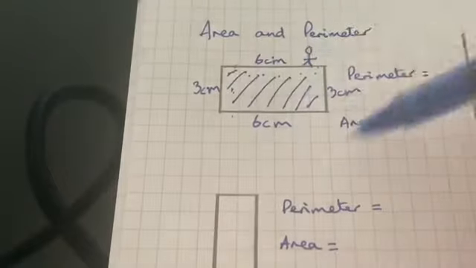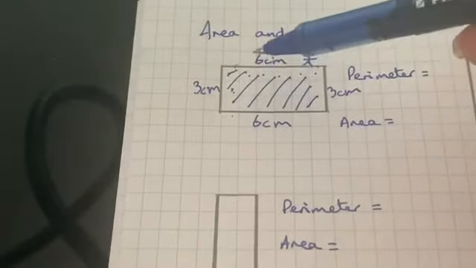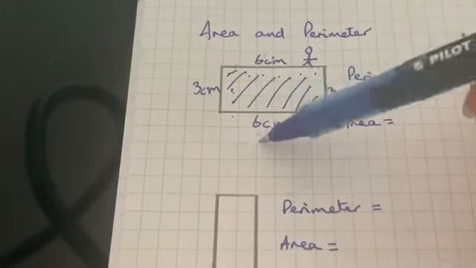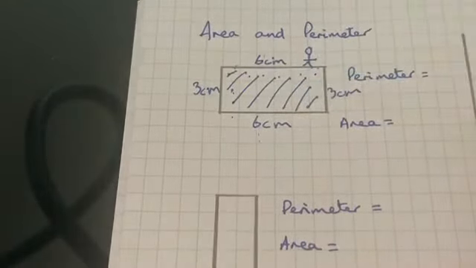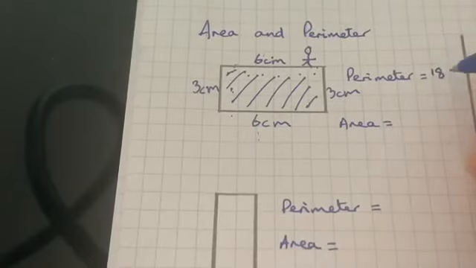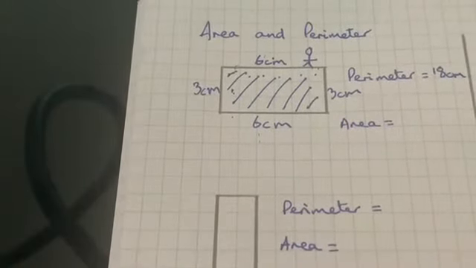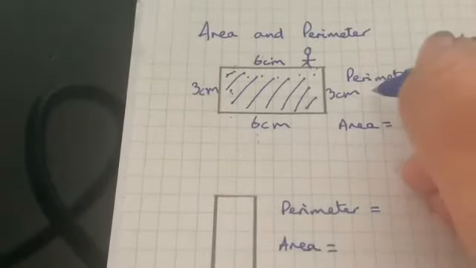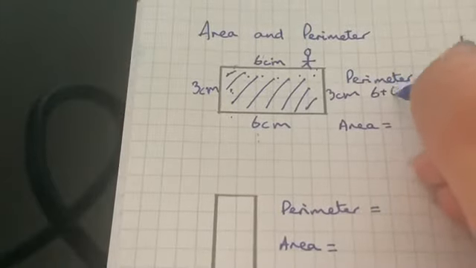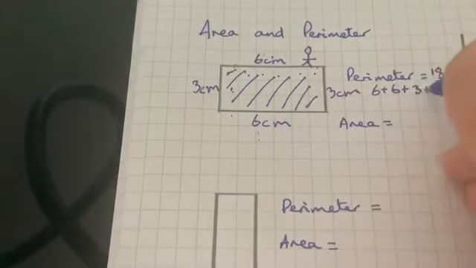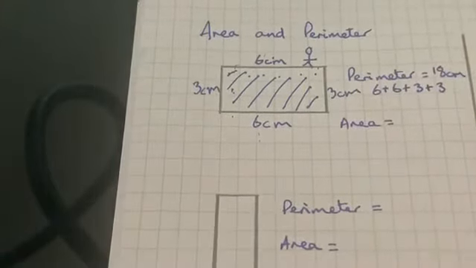So I might be able to use my known facts of my times tables. 6 times 2, 6 lots of 2 is 12. 3 lots of 2 is 6. Add 12 and 6 together, we get 18. So that's 18 centimetres long.